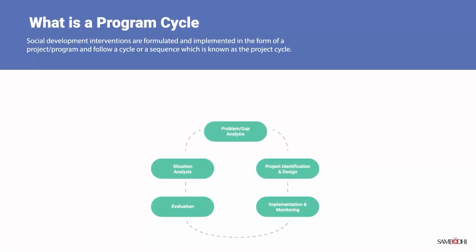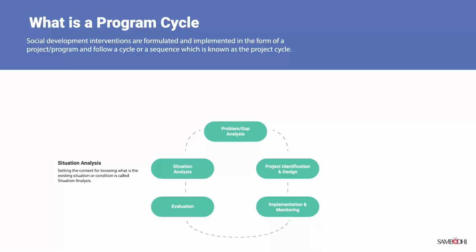Interventions for social development are planned and carried out in the form of a project or program that goes through a cycle. This cycle is called the project cycle. Let's understand each component of a program cycle in detail. First up is situation analysis.